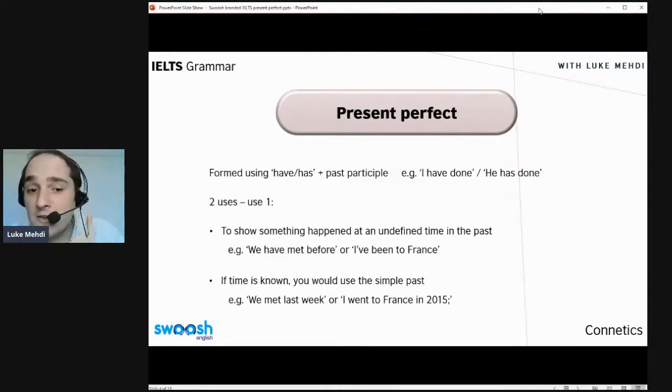If the time is known, you would usually use the simple past. For example, we met last week. That is something that started and finished in the past. We know when it was. Or I went to France in 2015. Again, this is something that has happened in the past and we know when it was. If you are using some kind of indicator of time, like last week or in 2015, you should probably be using the simple past.